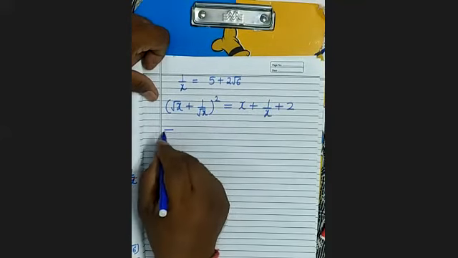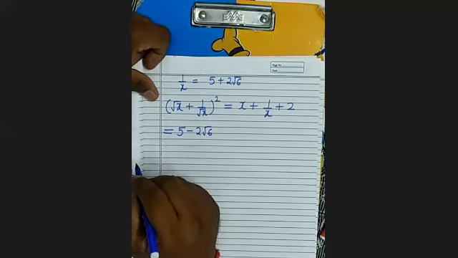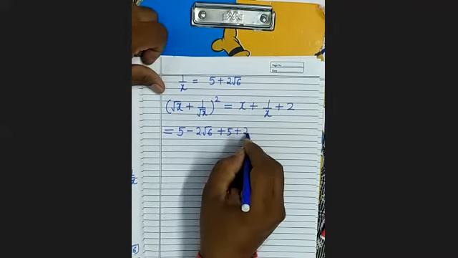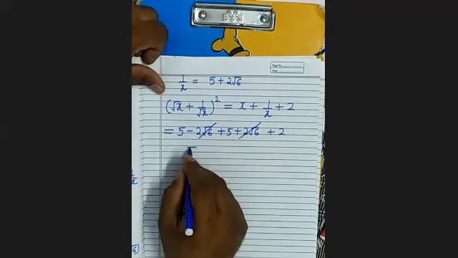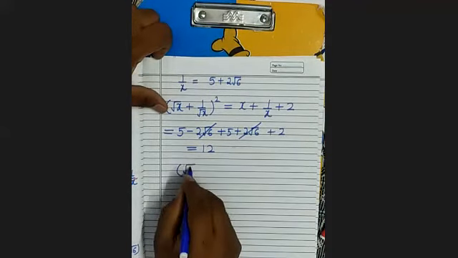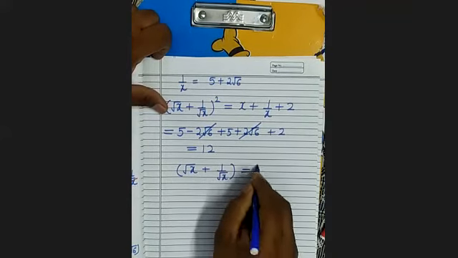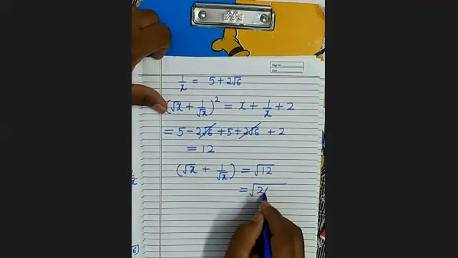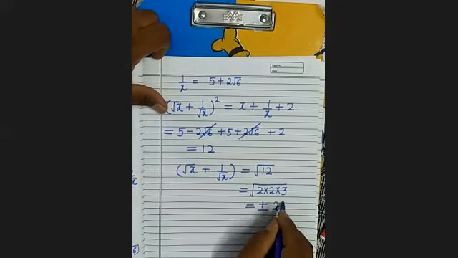x is how much? 5 minus 2 root 6. What is 1 upon x? It is 5 plus 2 root 6, plus 2. This and this cancel. That is equal to 12. So if you take the square root, it is square root 12. How will you simplify square root 12? 2 twos are 4, 2 threes are 6, so 4 into 3 is 12. That is plus minus 2 root 3.